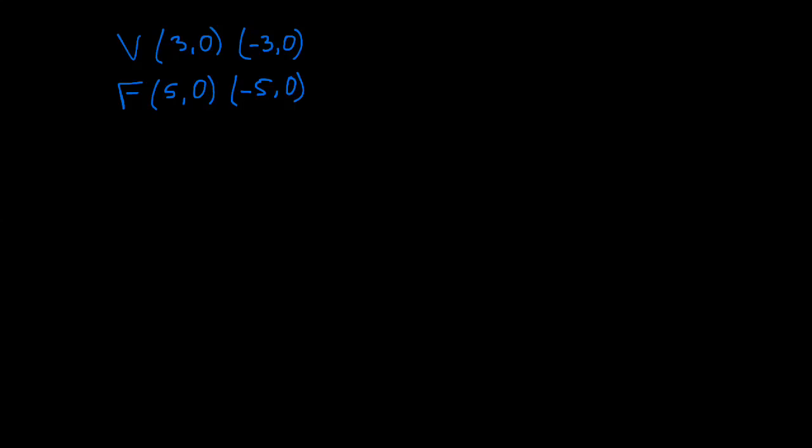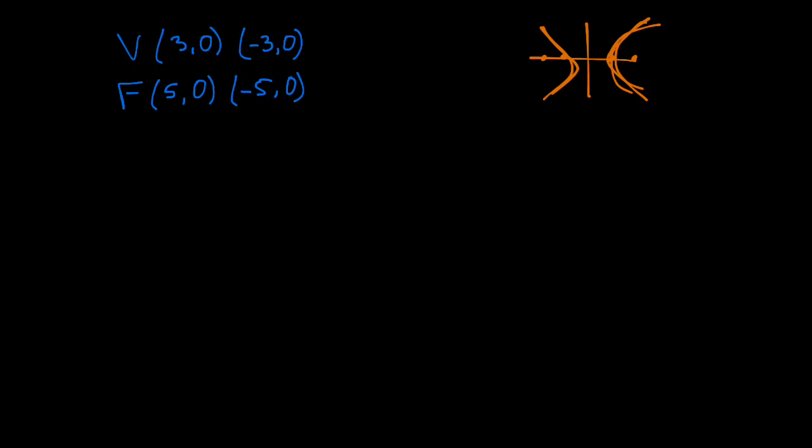In our first example then, we're given vertices at (3, 0) and (-3, 0), and foci at (5, 0) and (-5, 0). I think that it's helpful to draw a quick sketch of the information that we have. So we have vertices at 3 and -3. We have foci at 5 and -5. And our hyperbolas are going to be opening up through those vertices around those foci. So we see that it's opening up to the sides. So this is going to be x squared minus y squared.